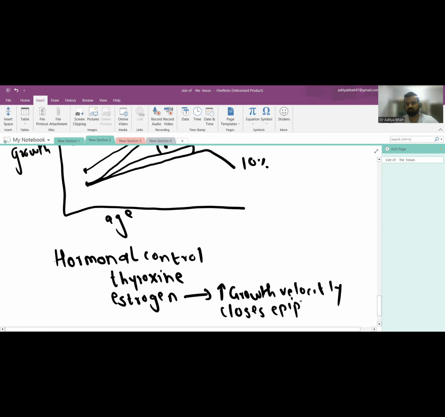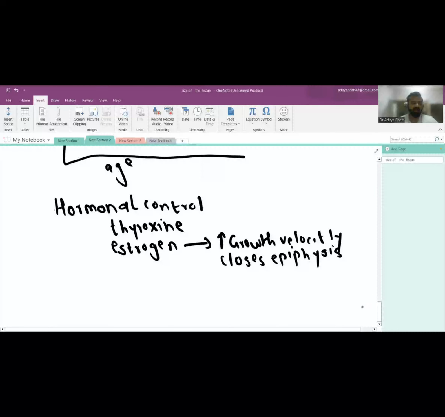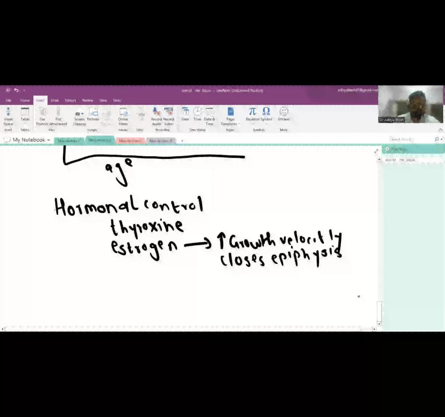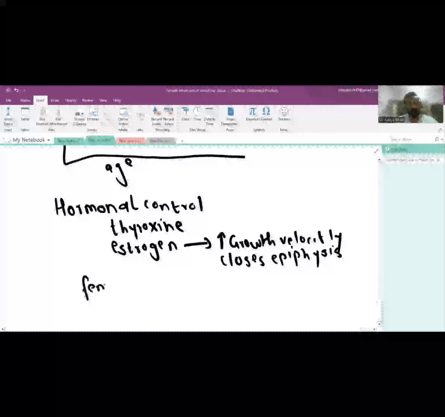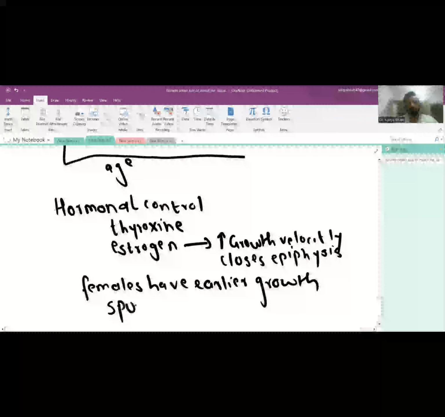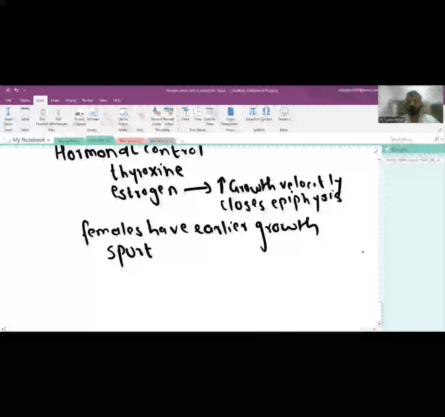So females usually have an earlier growth spurt, but due to estrogen, the closure of the epiphysis occurs earlier in females. Thus, the final height in males is higher than in females, because the estrogen which closes the epiphysis, the growth plates, is not present in males.